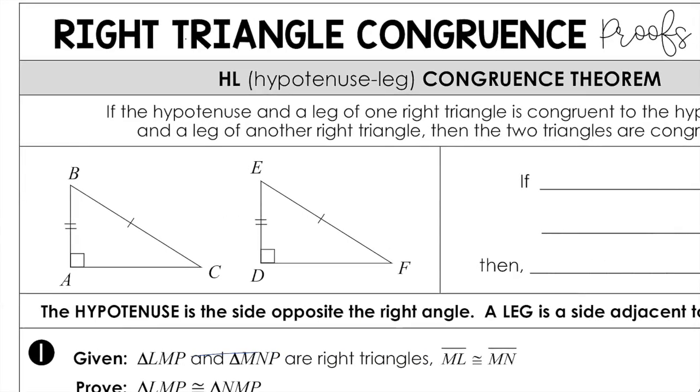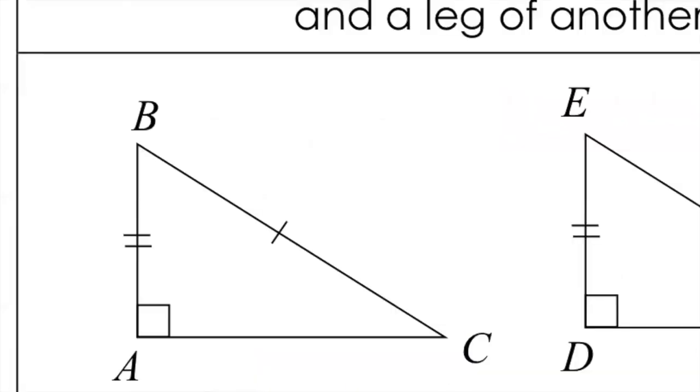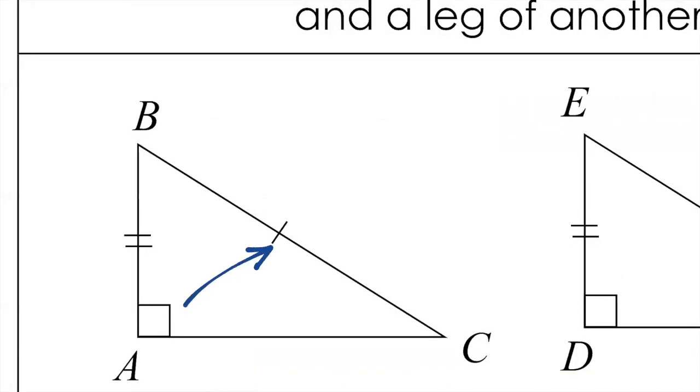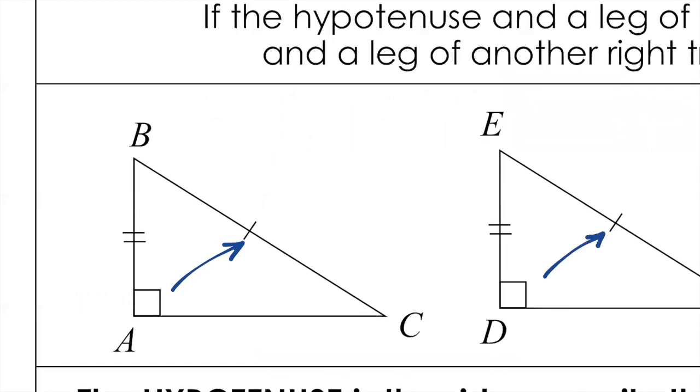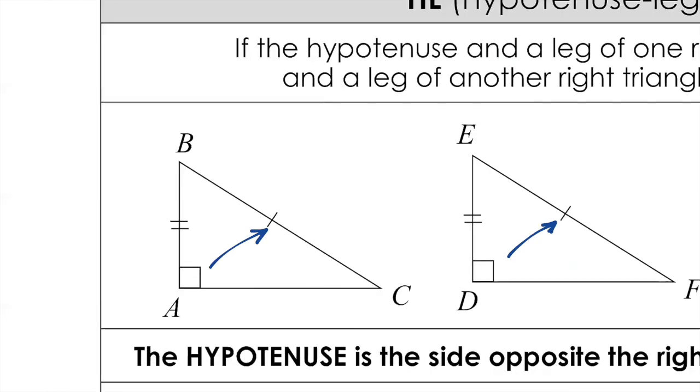Okay, and it's when the hypotenuse, what is a hypotenuse? Hypotenuse is the longest leg of a right triangle, and it is always opposite the 90-degree angle. So the side that is opposite the 90-degree angle is our hypotenuse, and then a leg is one of the other 2 sides.